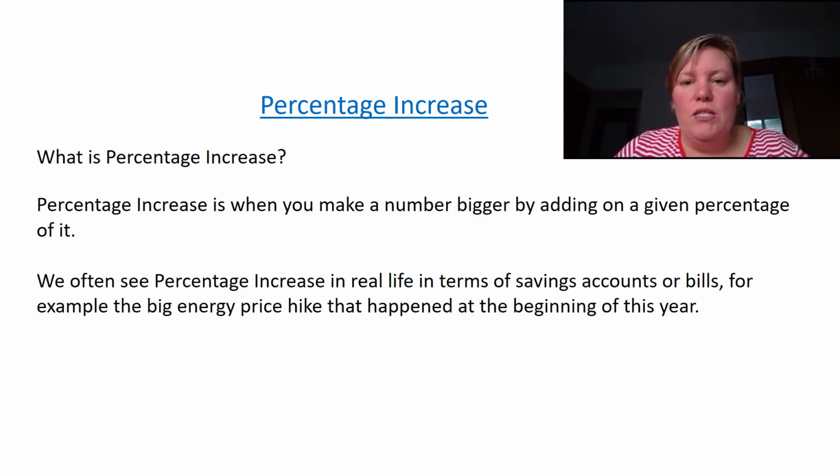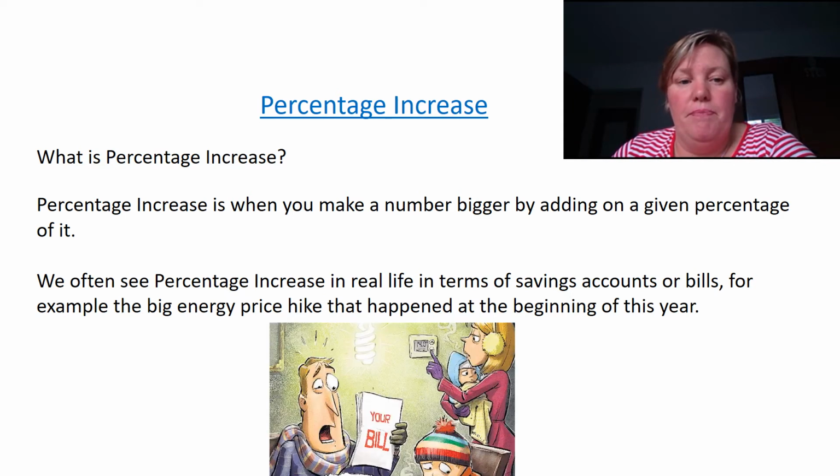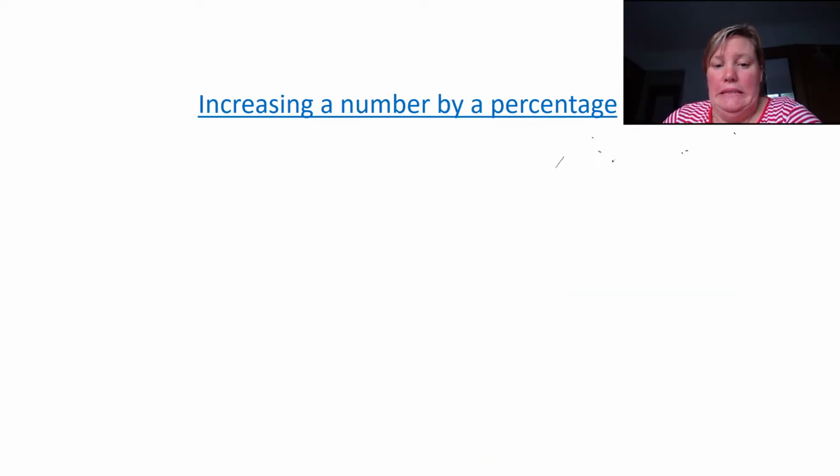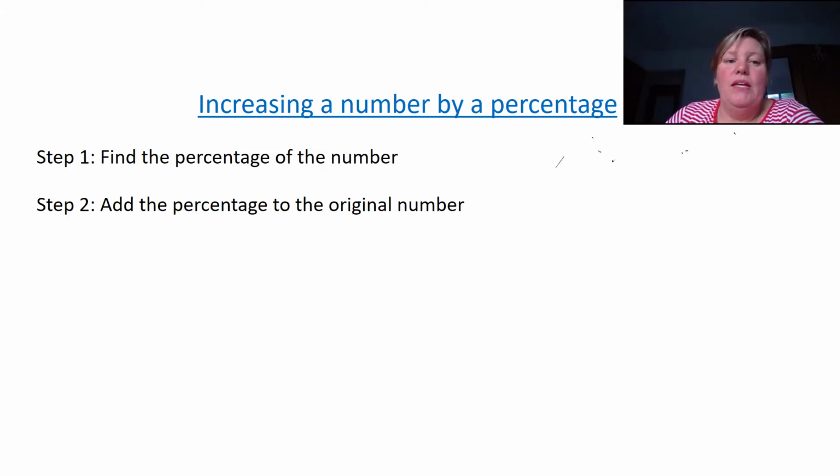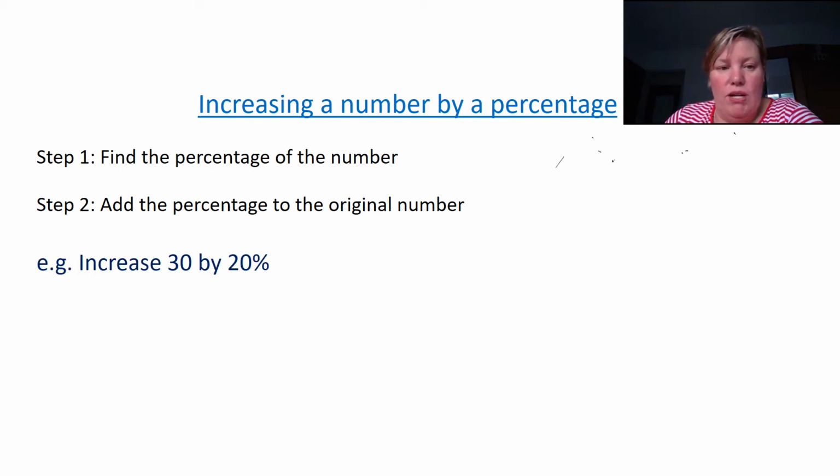Okay, first thing, what is a percentage increase? It's what happens when you make a number bigger by adding on a given percentage. So you often see this in terms of interest on your savings account, or when bills increase, and you can actually work out how much they've increased by. So how do we increase a number by a percentage? Pretty easy. First, find the percentage of the number, then add the percentage to the original number.